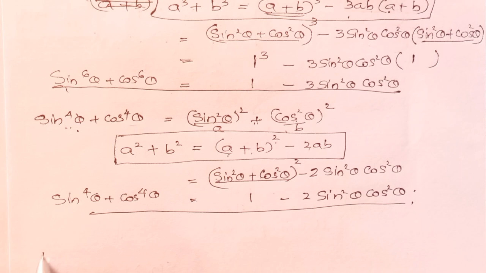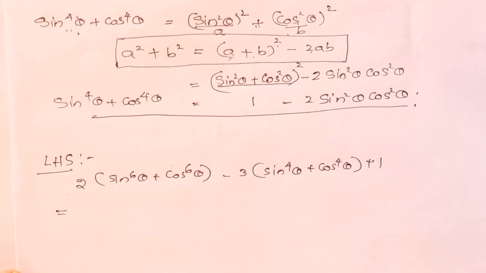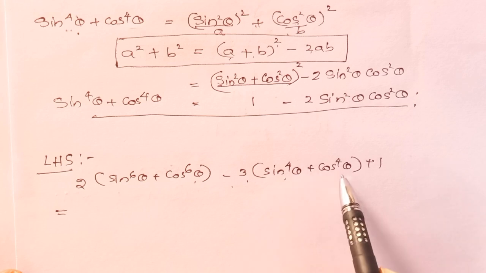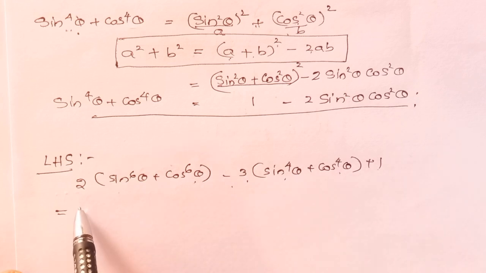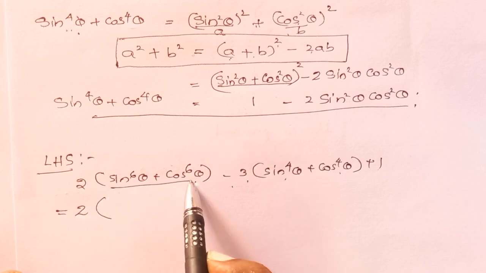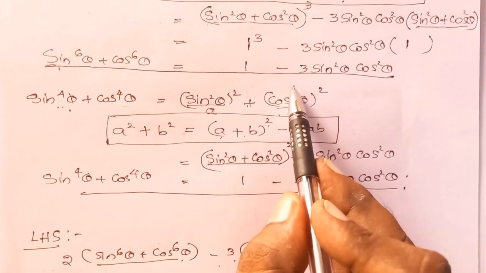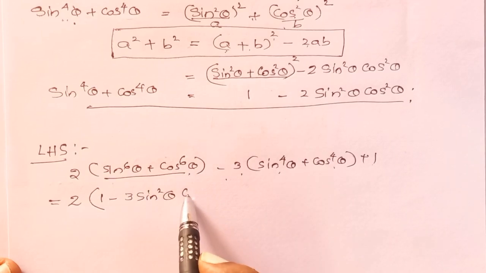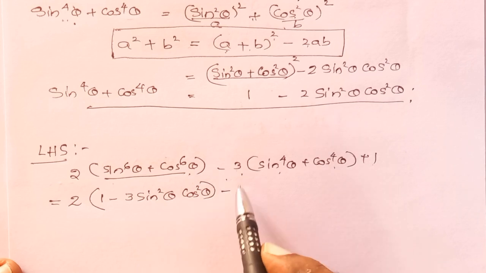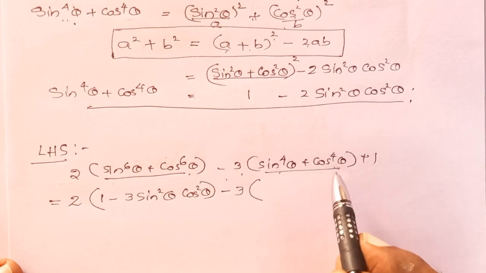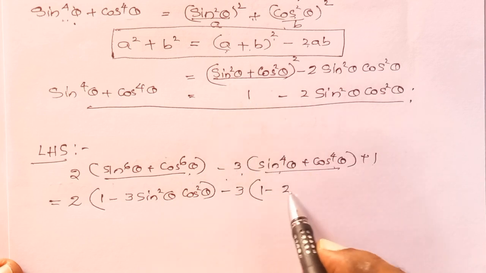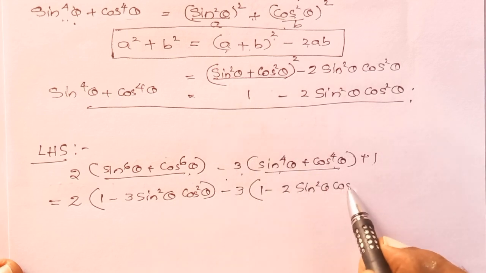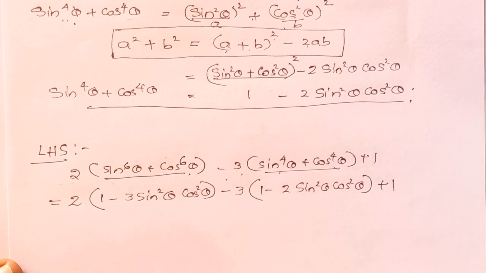Now take the LHS. Our LHS is this one, 2 of sin raised to 6 theta plus cos raised to 6 theta minus 3 of sin raised to 4 theta plus cos raised to 4 theta plus 1. That's equal to 2 of, you know its answer. We already got its answer as 1 minus 3 sin square theta cos square theta. So it is 1 minus 3 sin square theta cos square theta minus 3 of, we got its answer as 1 minus 2 sin square theta cos square theta plus 1.